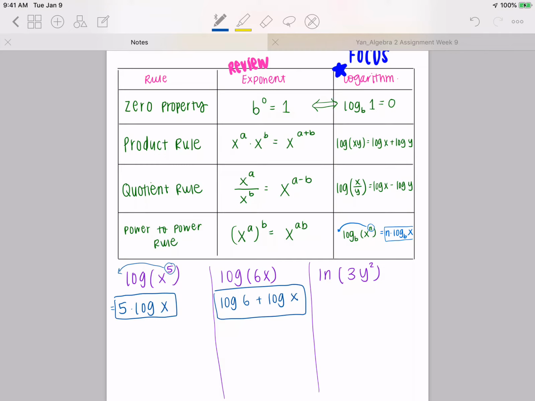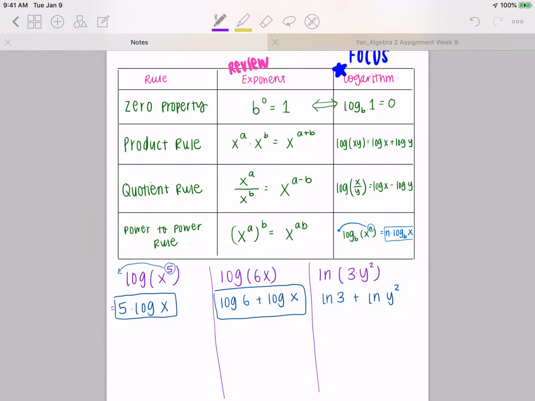Last one, expand it as much as you can. But first off, I see two things that are being multiplied. I see a 3 and a y squared that's being multiplied. So let's rewrite it as ln 3 plus ln y squared.